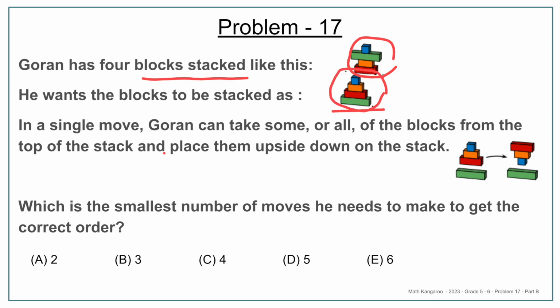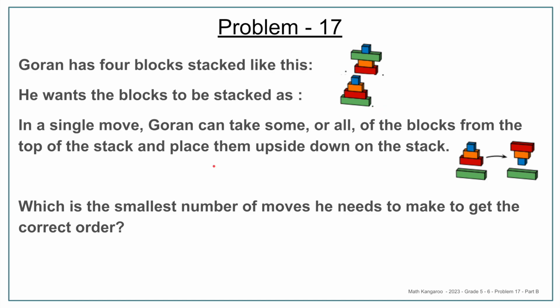So there are certain rules here: he can take one or all of the blocks from the top of the stack and place them upside down. So what will be his smallest number of moves? First move, he will flip this set completely. So it will look like this. So we have red on the top, then orange, green and blue.